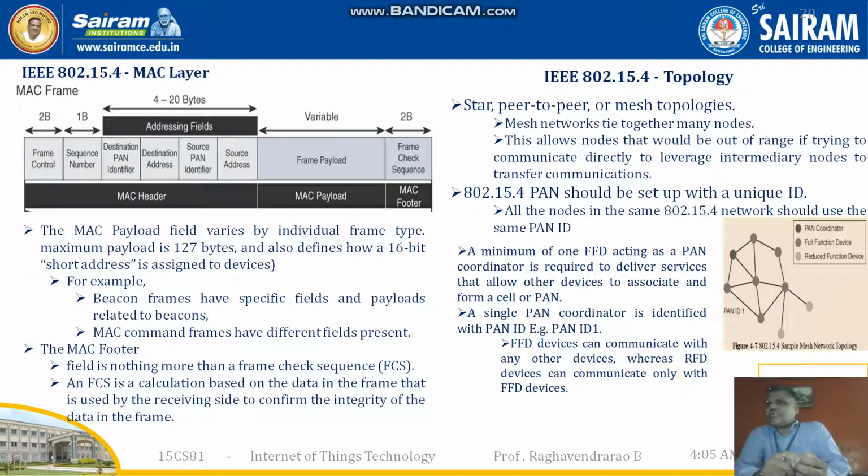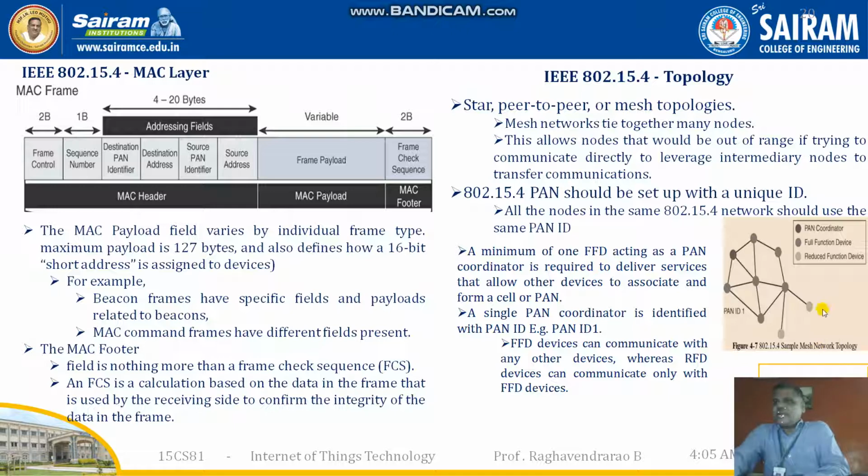Then full function devices, FFDs, are partially dark, and reduced function devices, RFDs, are still lighter. That indicates that the PAN coordinator is going to be there. Here is the PAN coordinator. At minimum, an FFD acting as a PAN coordinator is required to deliver the services that allow other devices to associate and form the cell or the PAN. A single PAN coordinator is identified with the PAN ID, that is PAN ID 1. FFD devices can communicate with the other devices, whereas RFD devices can communicate only with the FFDs.